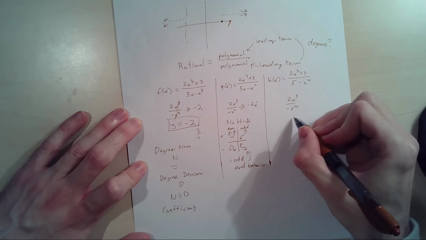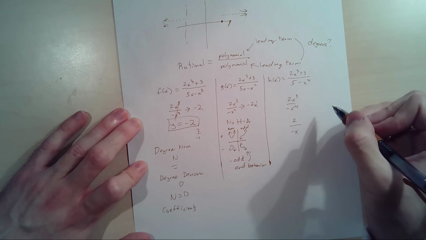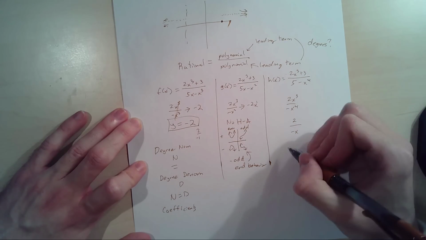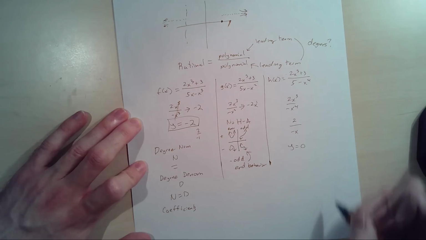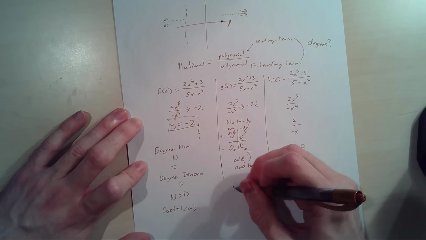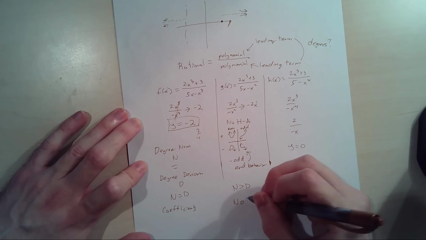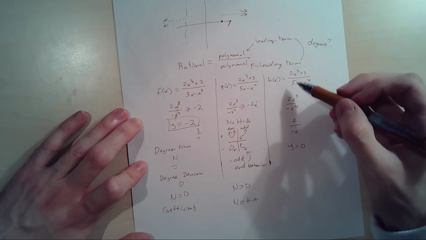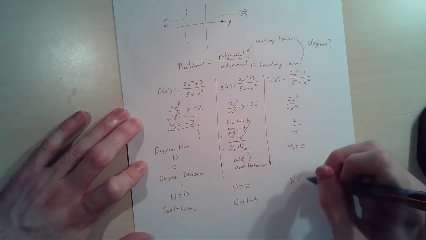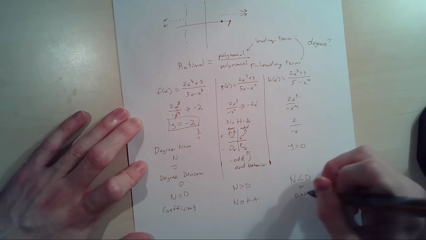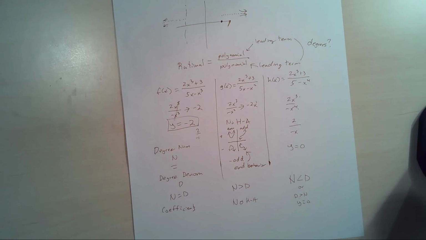If we were to reduce this down, we get 2 over -x. And if we were to plug in some extraordinarily large number, just like we were talking about earlier, this is going to be y equals 0. So in fact, anytime your numerator degree is greater than denominator degree, you have no horizontal asymptote. And anytime your denominator degree is greater than your numerator, y equals 0 is your horizontal asymptote. So there's your little horizontal asymptote lesson.